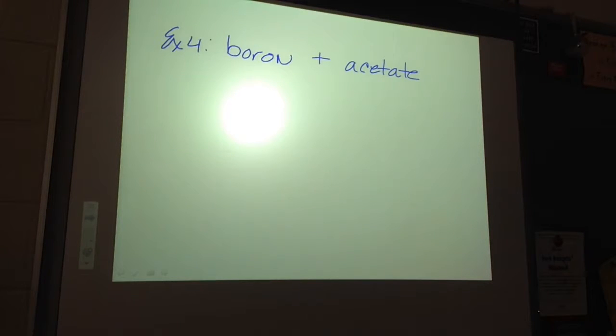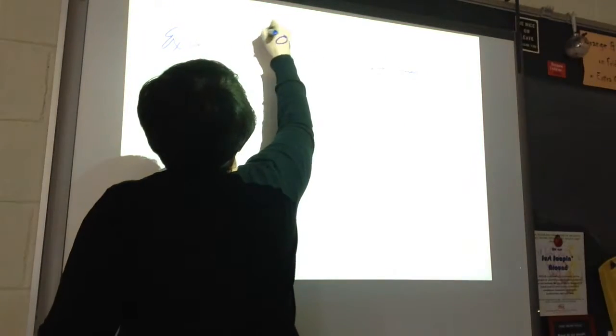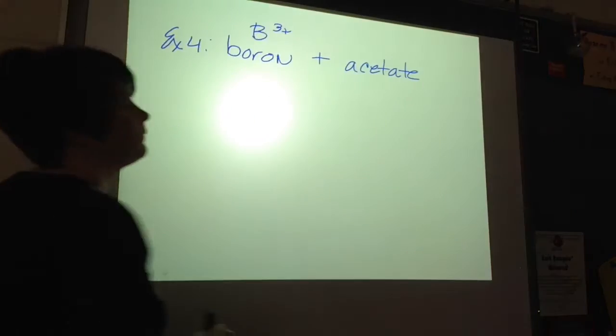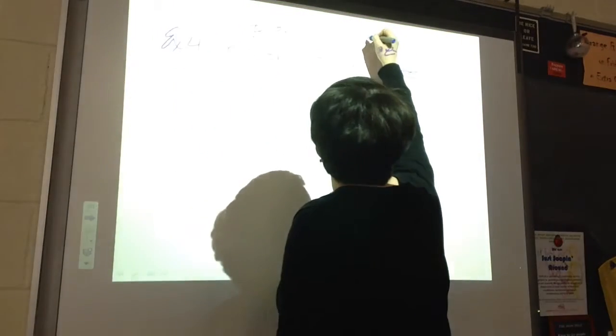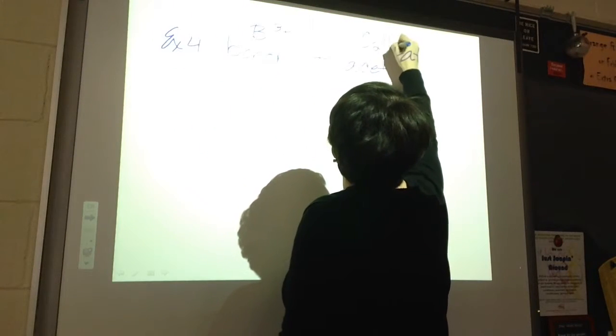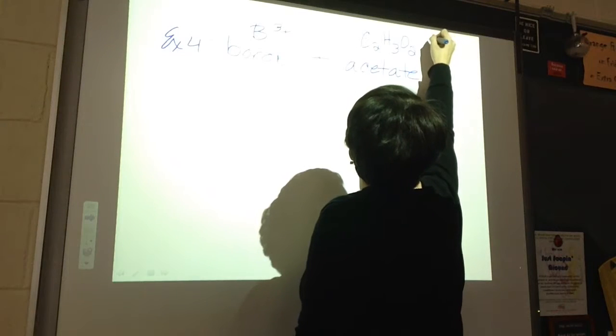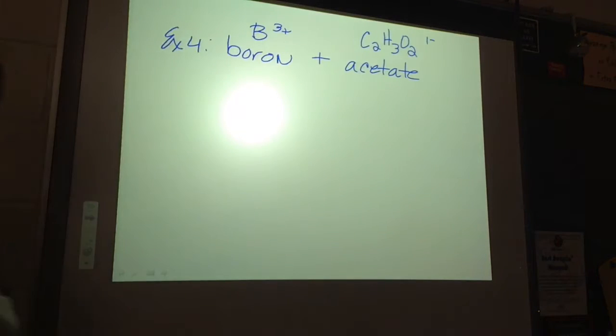What do we know about boron? 3 plus. Acetate formula? C2H3O2. Charge? 1 minus. So what are we going to call it?